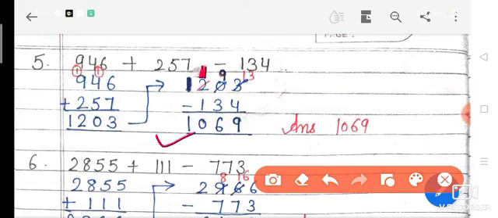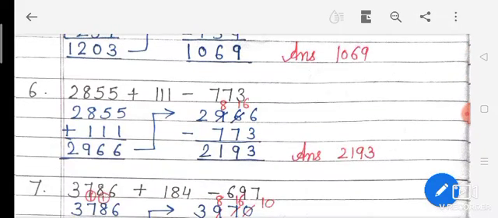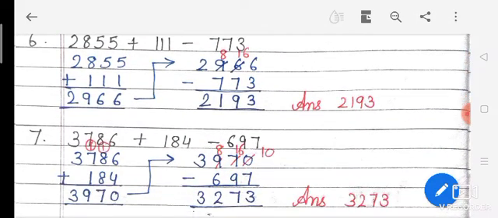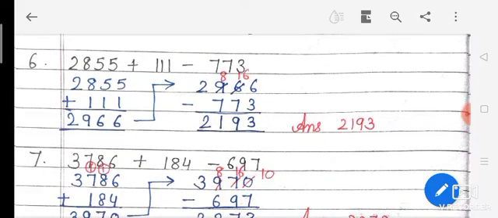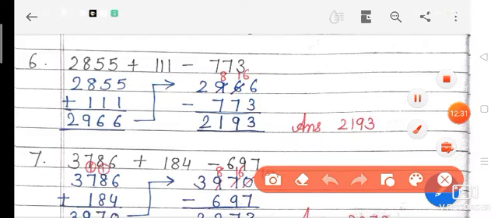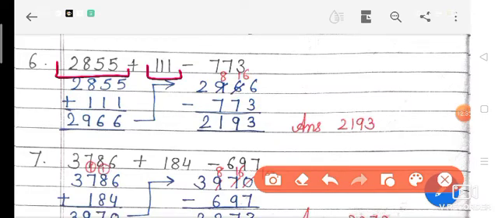Clear students? Now next one is like this. Now it's 4 digit, 2855 plus, yeah, this I need to explain you. Here 3 digit numbers are here, so 3 digit you will write here, 1 1 1 like this. Okay, keep on adding, you will get 2966, use here.